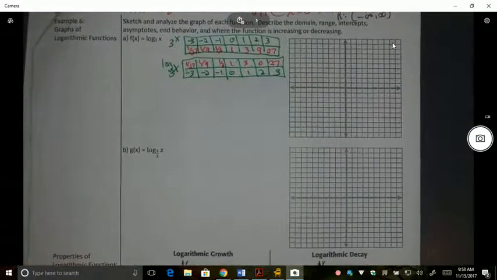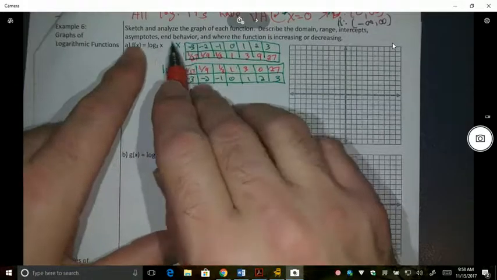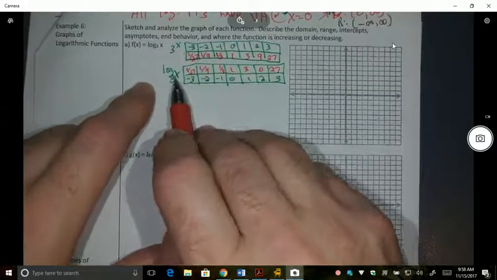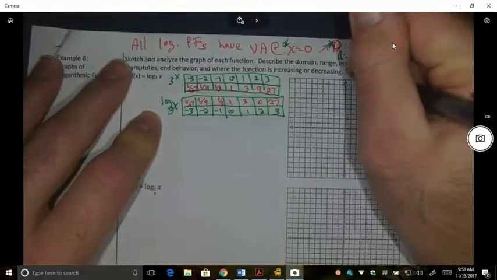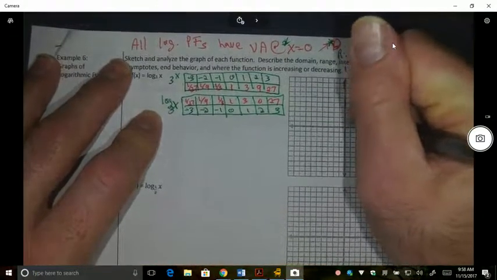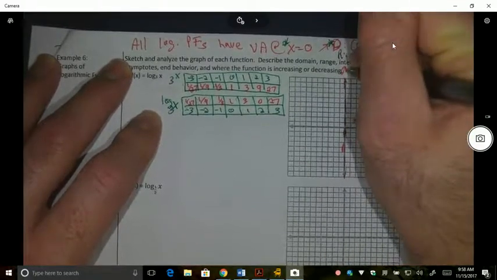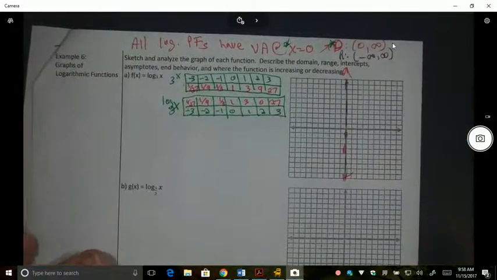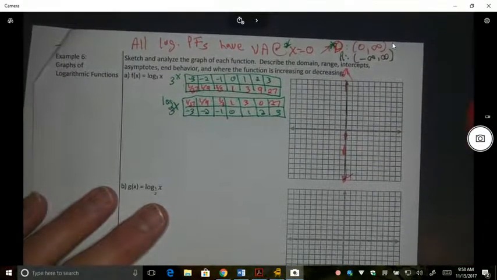So I'm going to try plotting what I can of this. It's not going to be perfect. Also, we had a horizontal asymptote of y equals 0 here. So now we have, like we said before, a vertical asymptote of x equals 0. So I'm going to sketch that first. My vertical asymptote of x equals 0. And then I'm going to plot these points. I'm going to plot them in green, I guess.